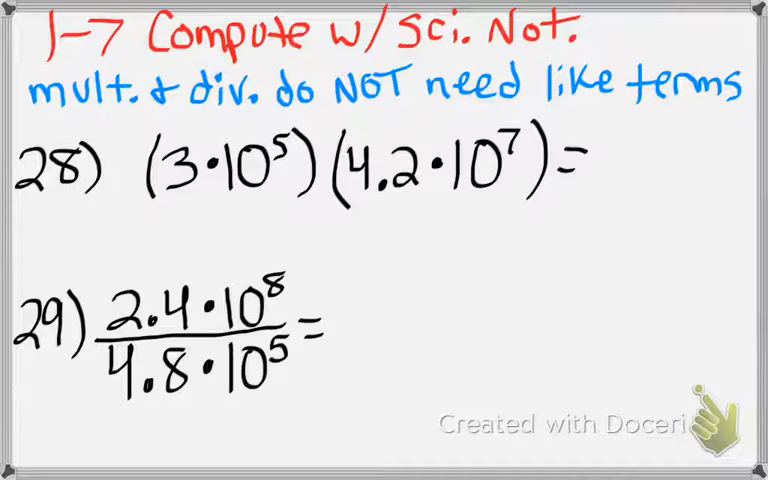And as a reminder, when you multiply and divide, you do not need quote-unquote like terms. By like terms, I'm referring to the actual scientific notation portion. They do not need to be the same when you multiply and divide. Just make sure that your final answers are in proper scientific notation form. So again, you do not need like terms.